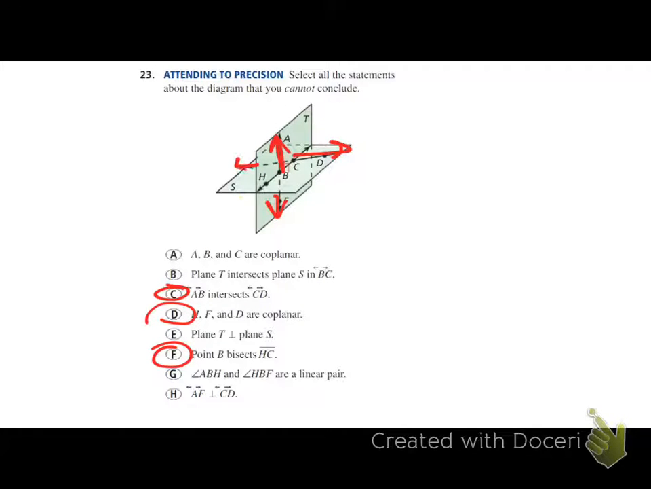The last thing says AF, which is again this line, and CD. I'm not highlighting where the dots are because I just want you to be able to visualize. If they were perpendicular, which is what that symbol means, they would intersect and form 90. There are 2 problems with this. Do they intersect? No, we said that up here with part C. So they don't intersect and form 90. So you should have had C, D, F, and H.